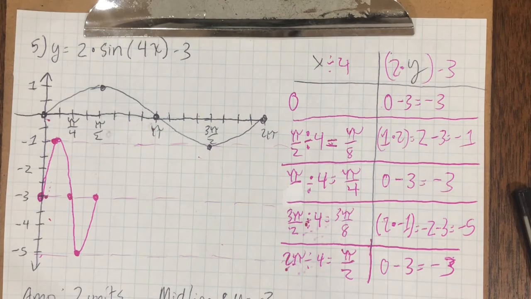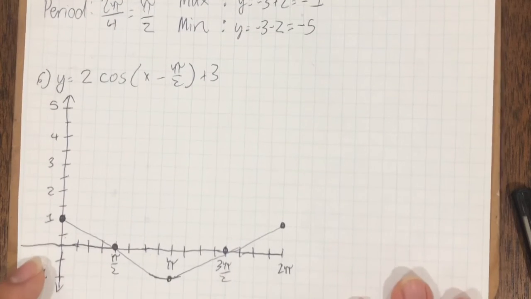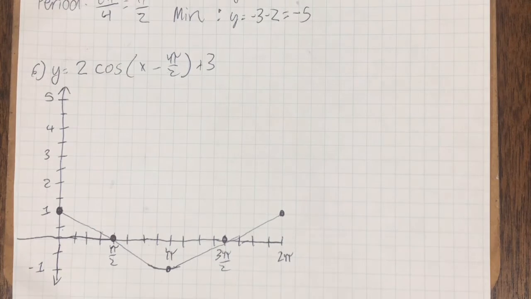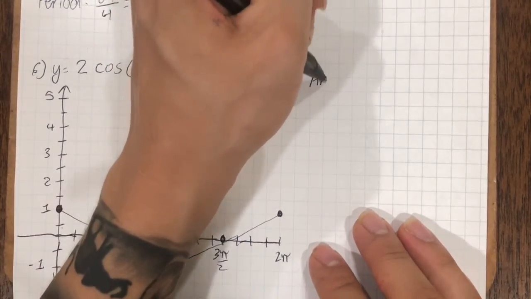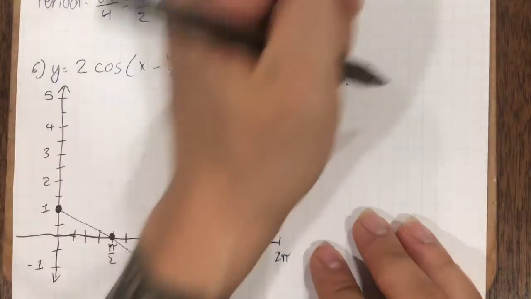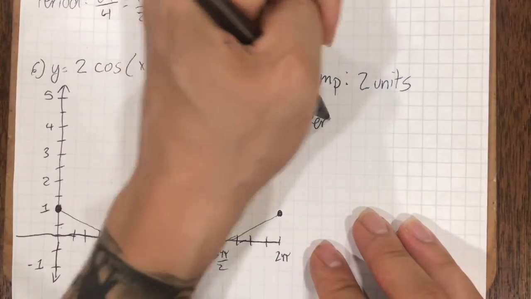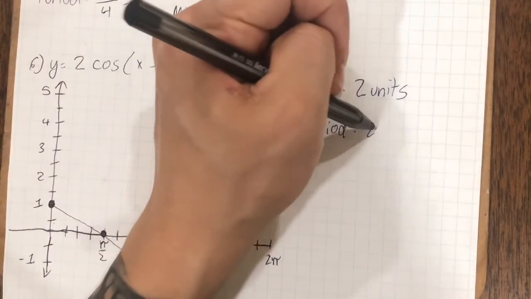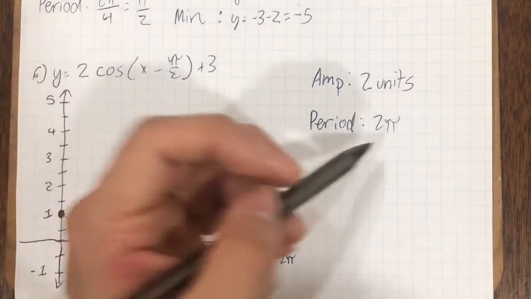All right, so now we have one more problem, which is number 6. We have 2 times cosine of (x minus pi over 2) plus 3. So we have 3 transformations going on. So I'm going to write it up here. So first off, let's start off with the amplitude. With the amplitude, I have 2 in the front, it's still 2 units. All right, then I have the period. With the period, it would be 2 pi divided by a number in front of x, which there is no number in front of x, so it's going to stay as 2 pi.